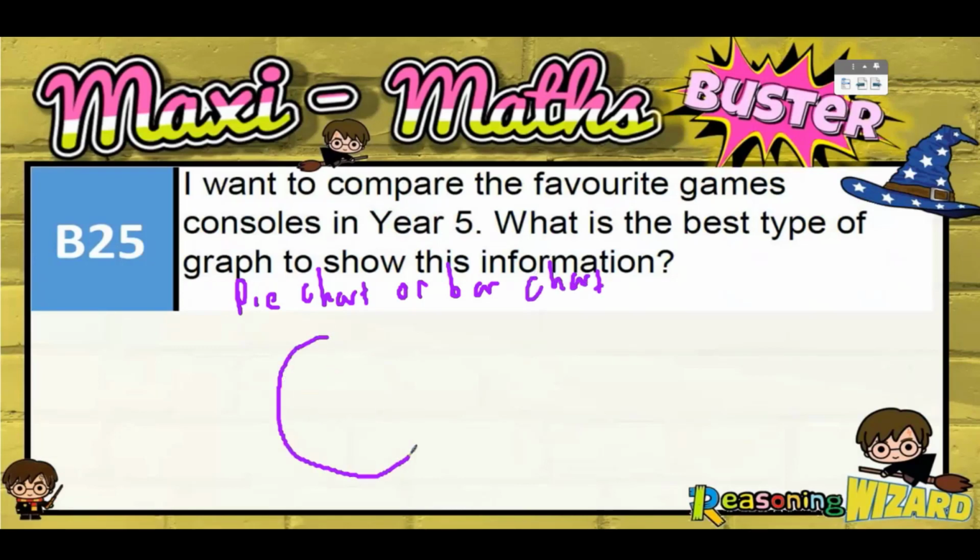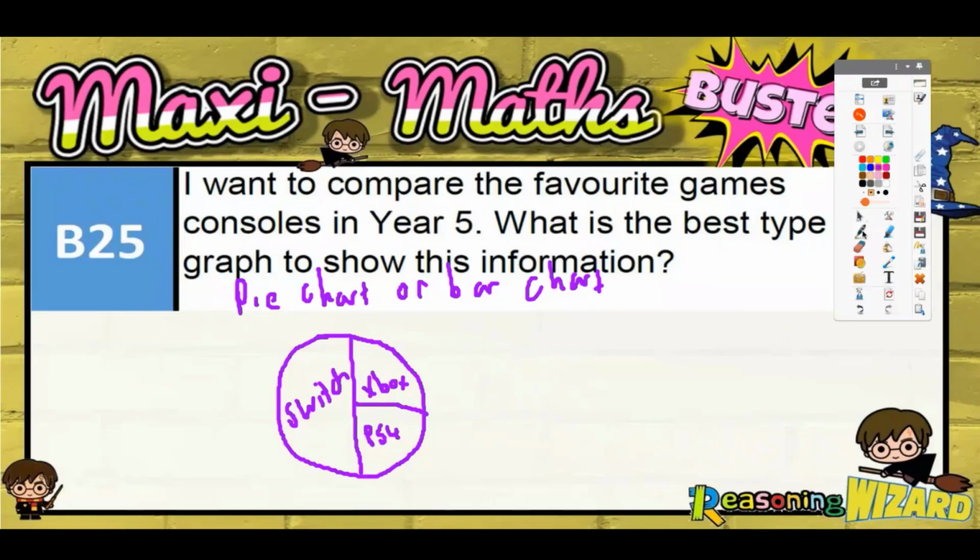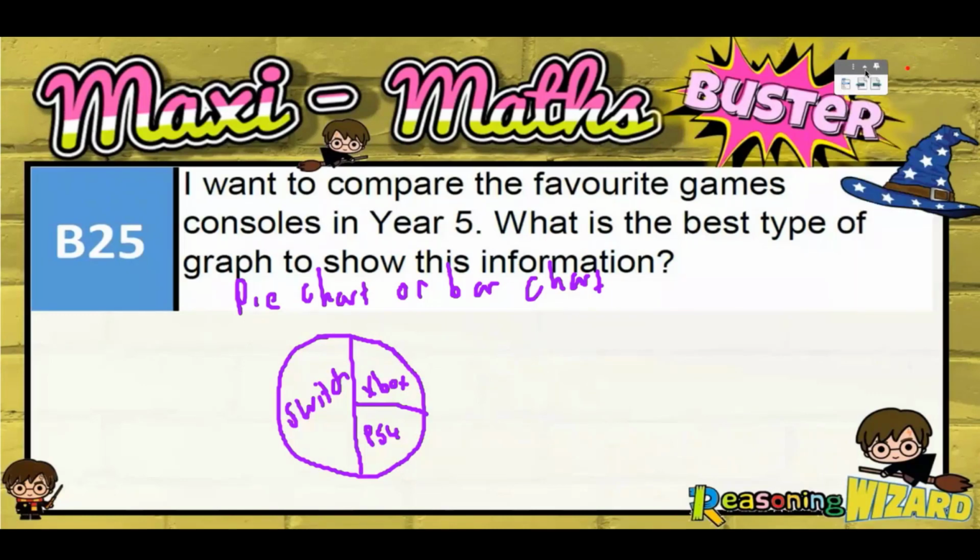So if you were to do a pie chart, and let's say you had a Switch, PS4, and Xbox like that, then if you want to see what proportion each one is in comparison to the whole thing, it's easy to do that with a pie chart. So for example, from this, you can see that easily a Switch is a half of the total. You can see that PS4 is a quarter. You can see that Xbox is a quarter.